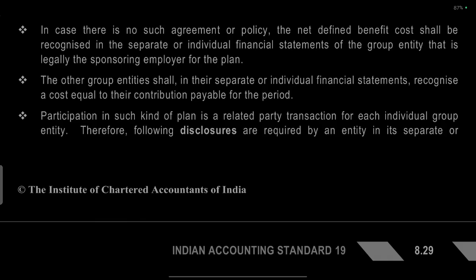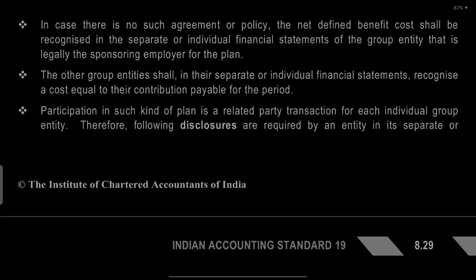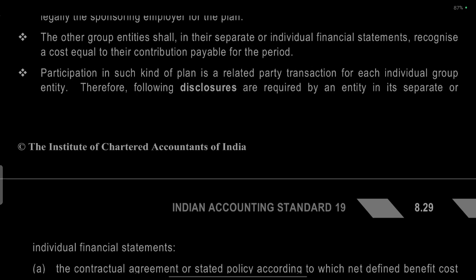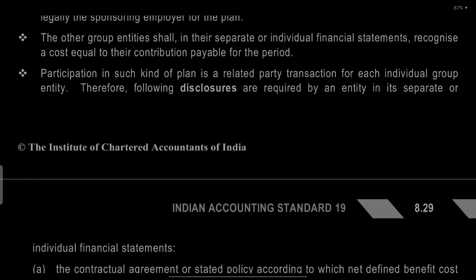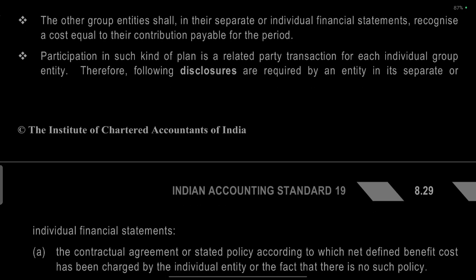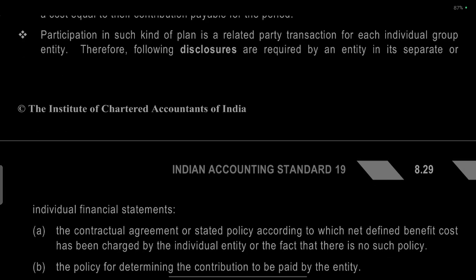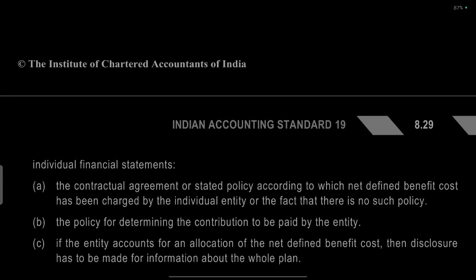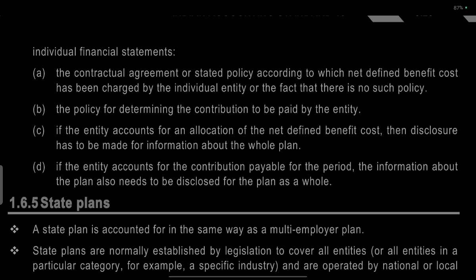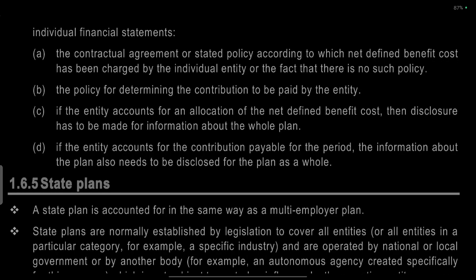The other group entities shall, in their separate or individual financial statements, recognize a cost equal to the contribution payable for the period. Participation in such a plan is a related party transaction for each individual group entity. Therefore, the following disclosures are required in the separate or individual financial statements: the contractual agreement or stated policy according to which the net defined benefit cost has been charged to the individual entity, or the fact that there is no such policy.